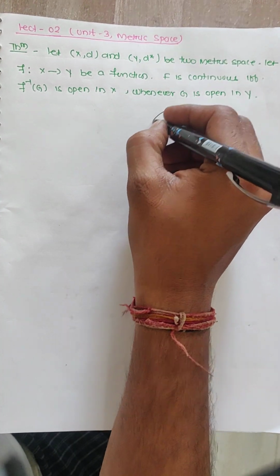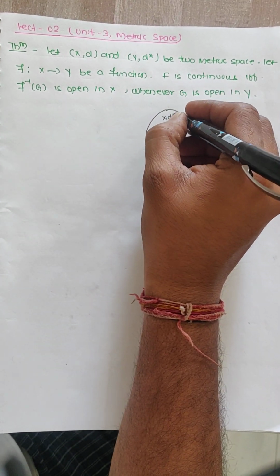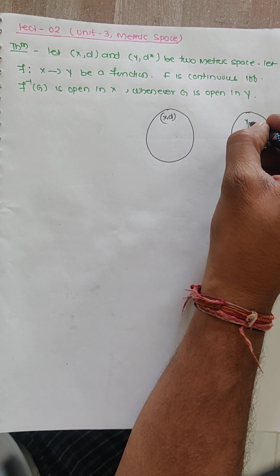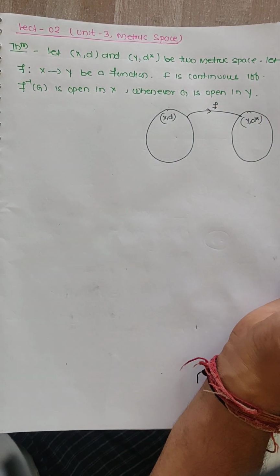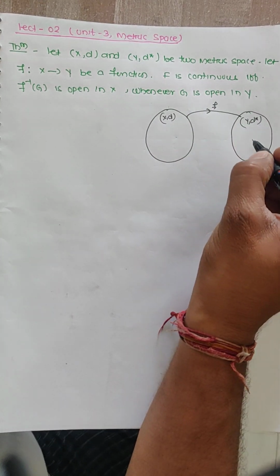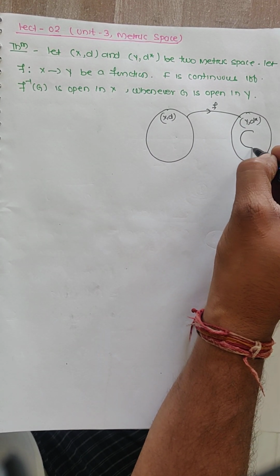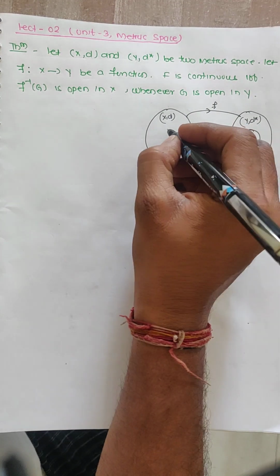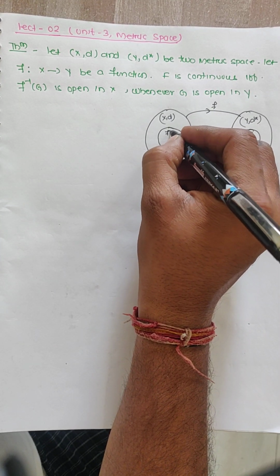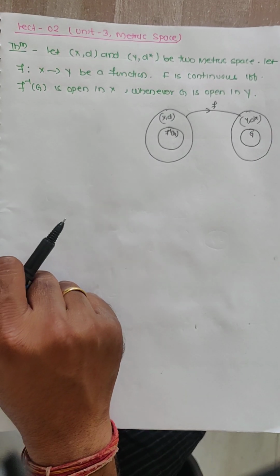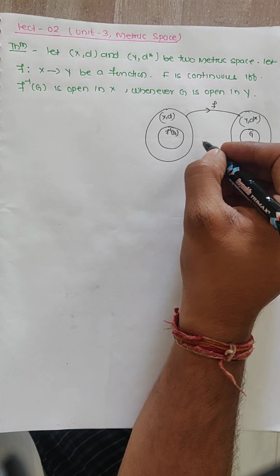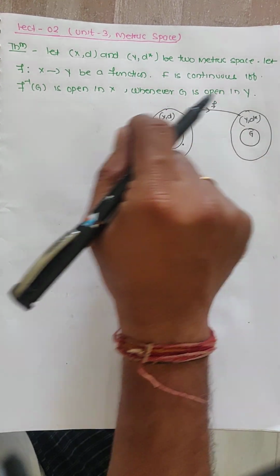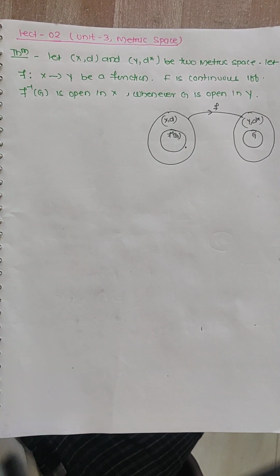So if we have a metric space (X, d) here, and another metric space (Y, d*), and f is a function from X to Y. Now this function is continuous if and only if for every open set G in Y, the inverse image f inverse of G is also open in X, and the reverse is also true. Whenever G is open in Y, if f inverse of G is open in X, then f is continuous. So we will first prove the necessary part, and then we'll prove the sufficient part.